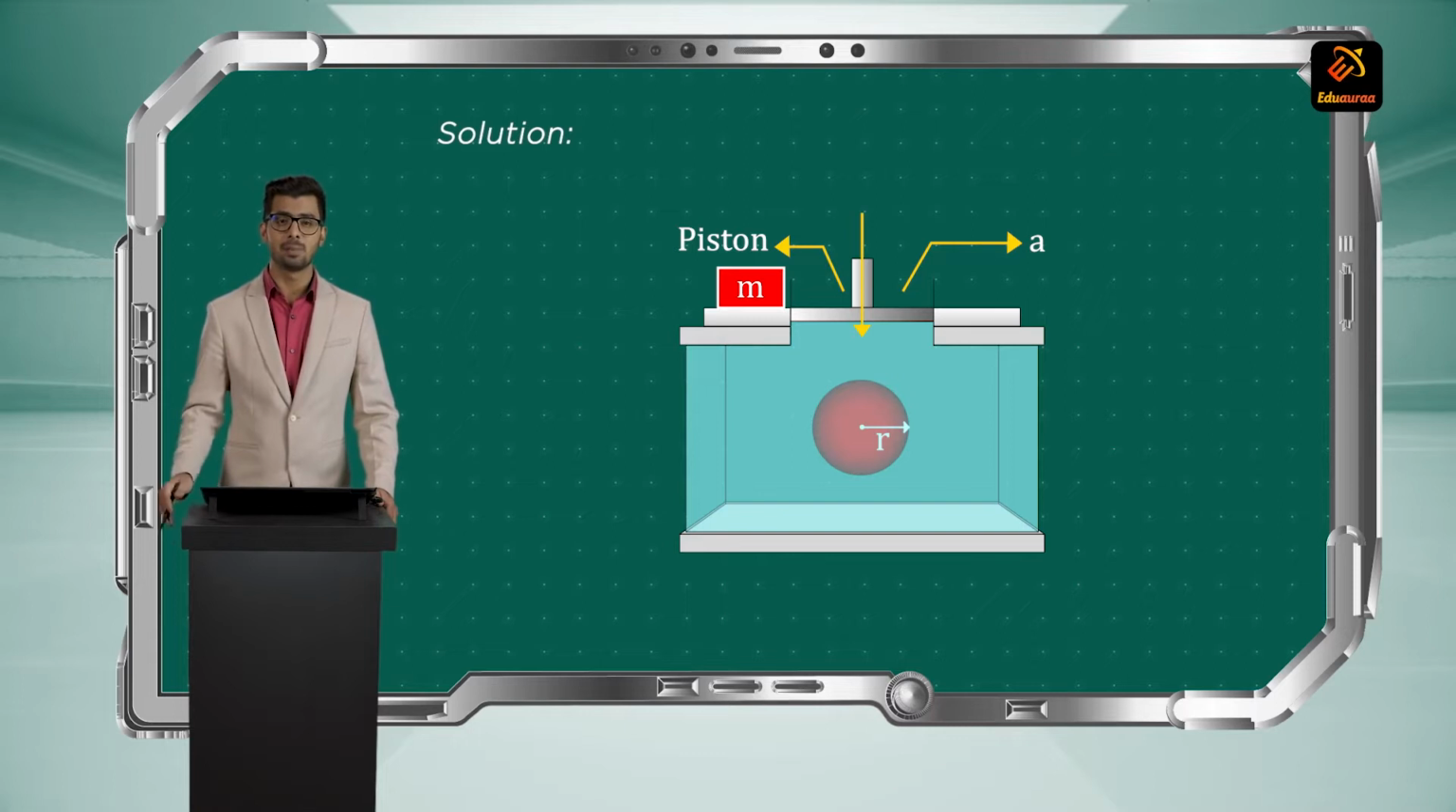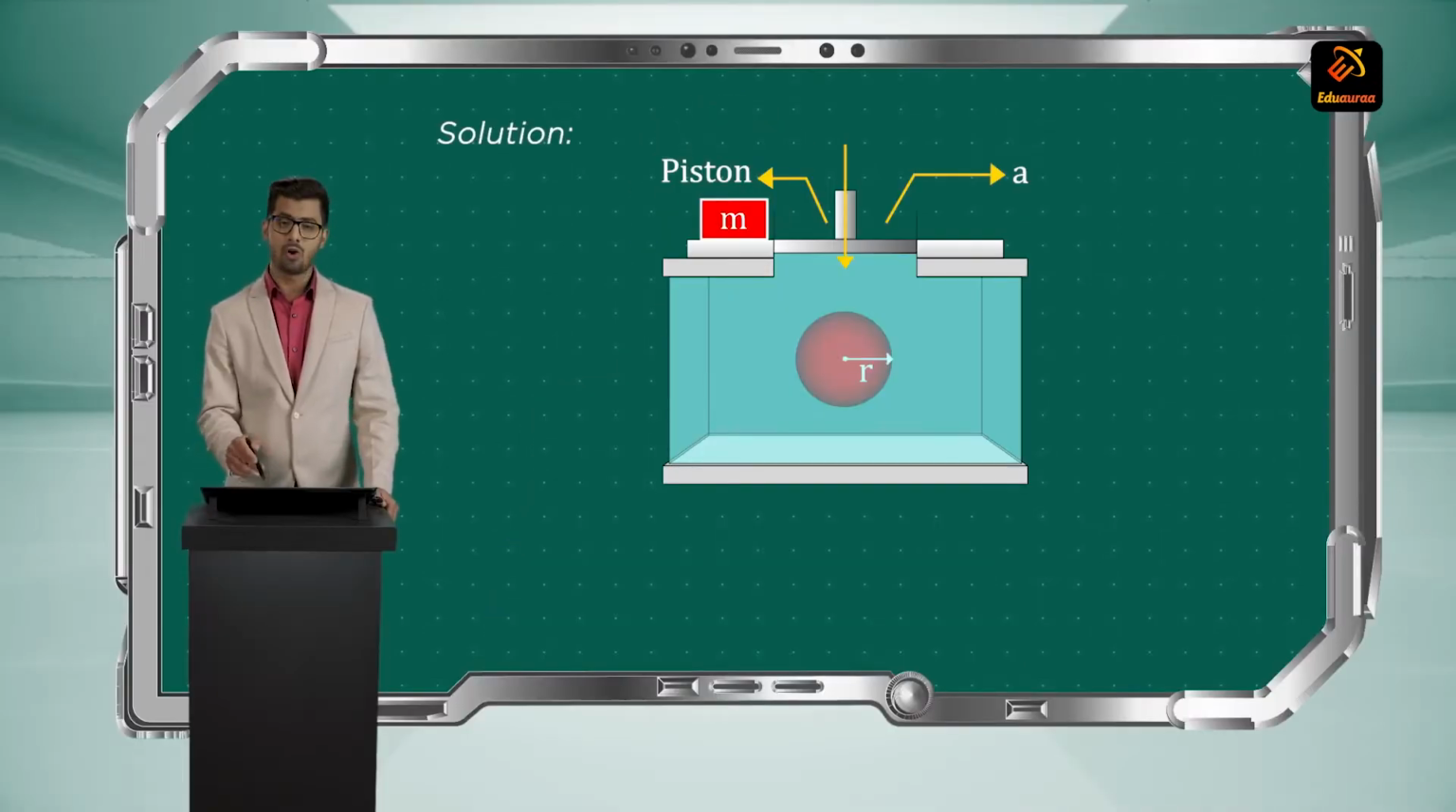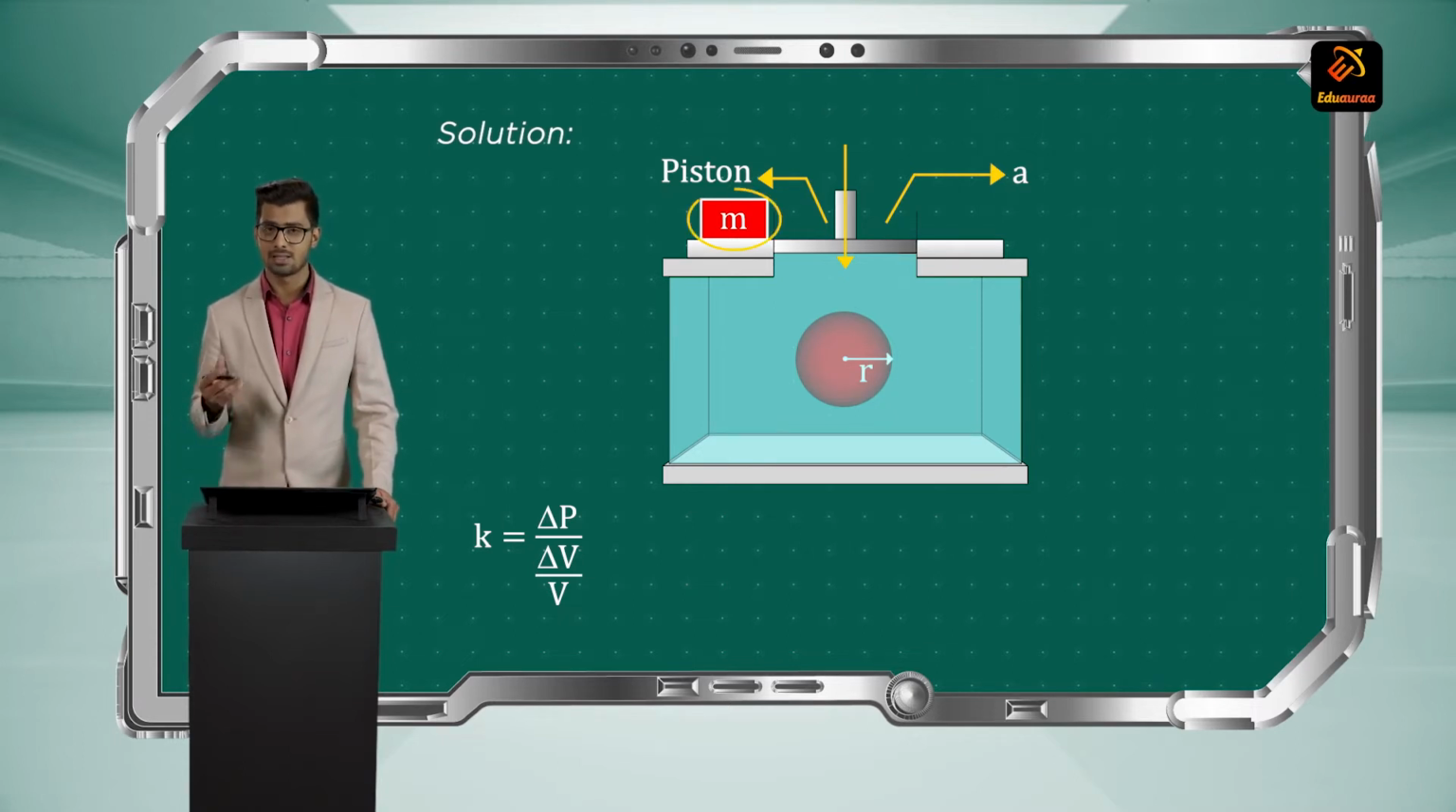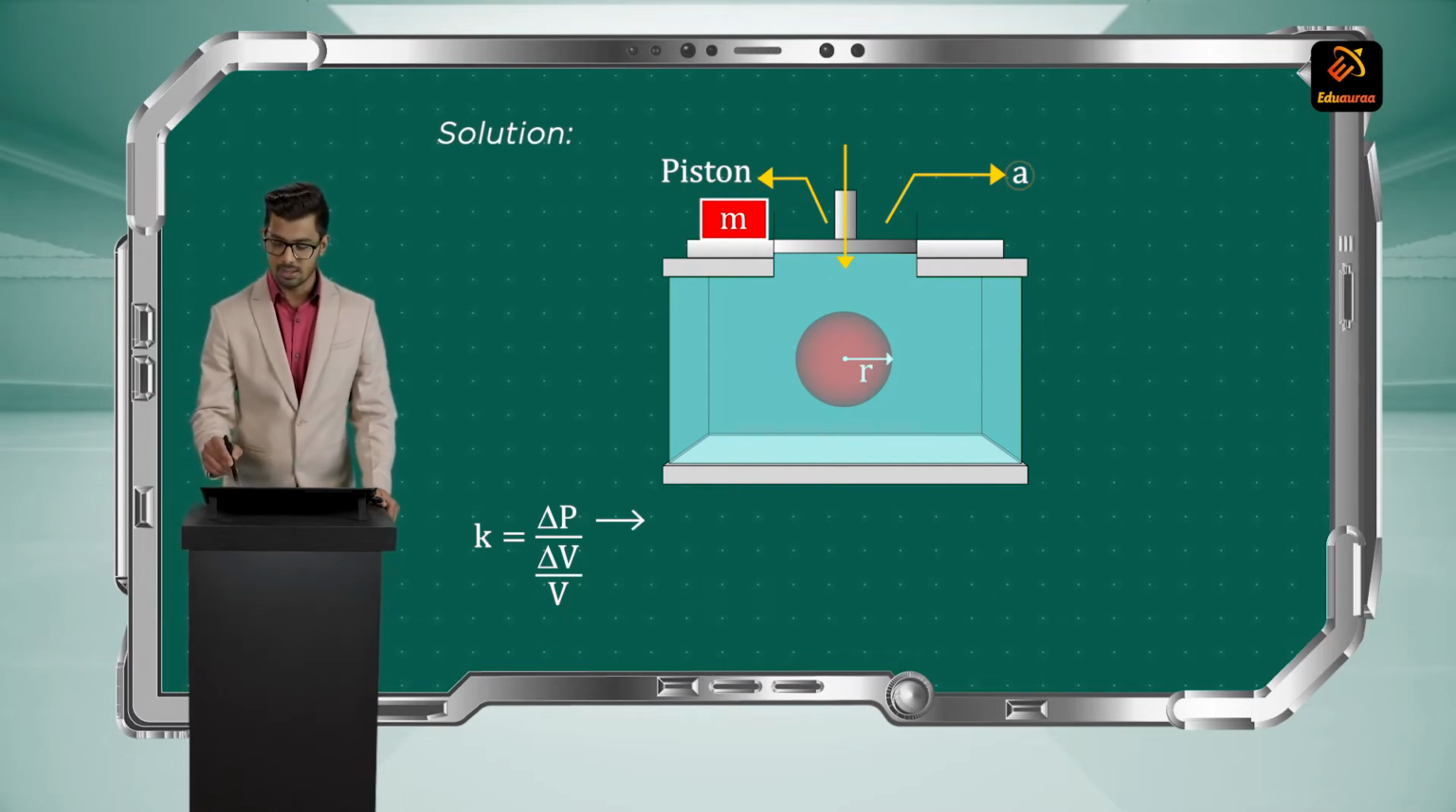The fractional decrement in radius, which is dr upon r. So we want to find the fractional change in radius, and this is associated with the fractional change in volume. So we'll definitely have to use the bulk modulus. Here the formula of bulk modulus, which is represented by K, is equal to delta P upon delta V upon V, where we already know the value of delta P, which is the weight of the mass small m upon the area of the piston, which is small a. So delta P is small mg upon small a.